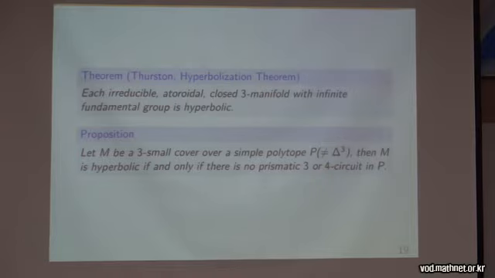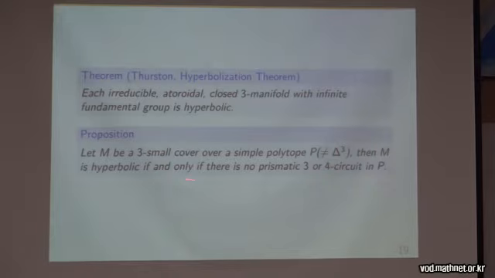A three-dimensional small cover, except RP3, is hyperbolic if and only if there is no prismatic 3 or 4 circuit in the polytope. No prismatic 3-circuit is equivalent to irreducible. And if there is no prismatic 3-circuit, then no prismatic 4-circuit is equivalent to atoroidal. And infinity implies it cannot be RP3. So we can get this proposition.